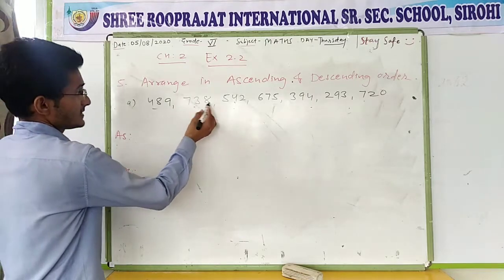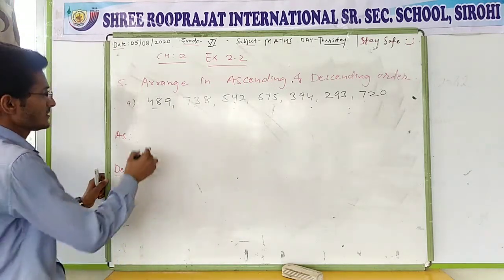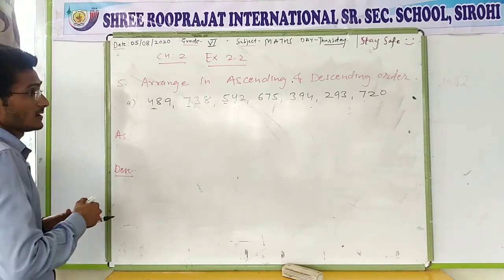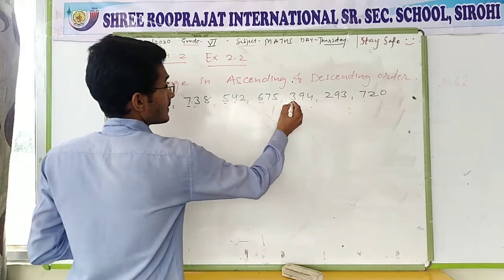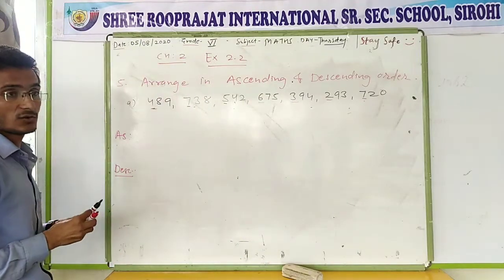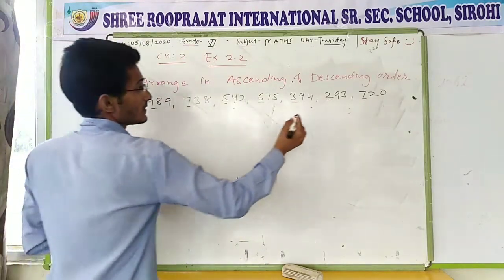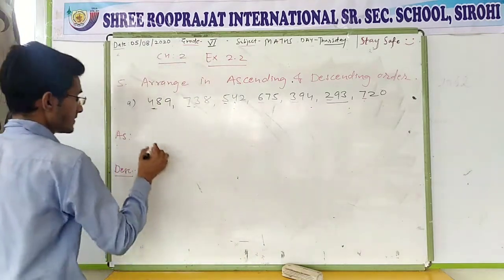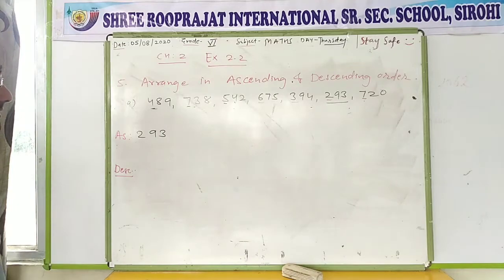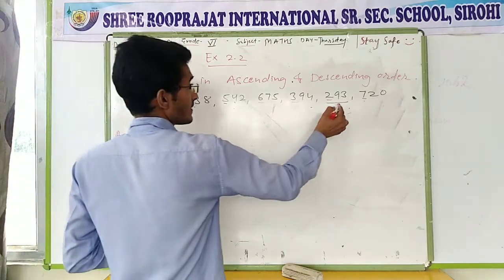All numbers have 3 digits. So you have to compare the place value. The first digits are 4, then 7, 5, 6, 3, 2 and 1. Which one is smaller? The smallest one is 293. So that is the smallest number. So first you have to put 293. Okay, so that was done.